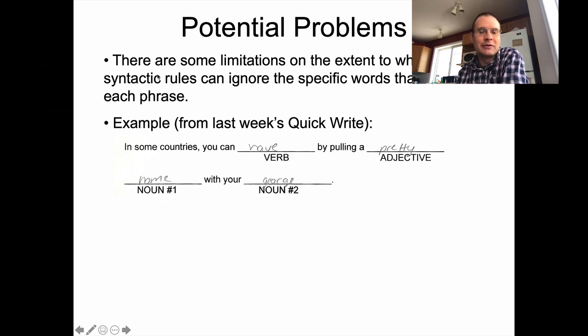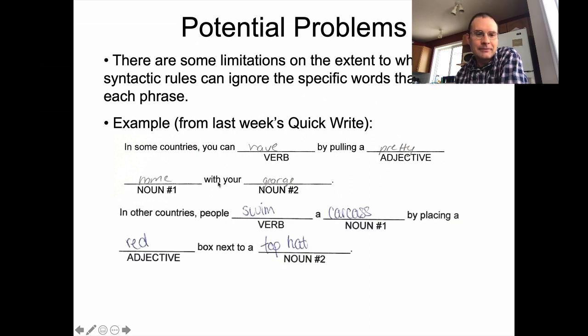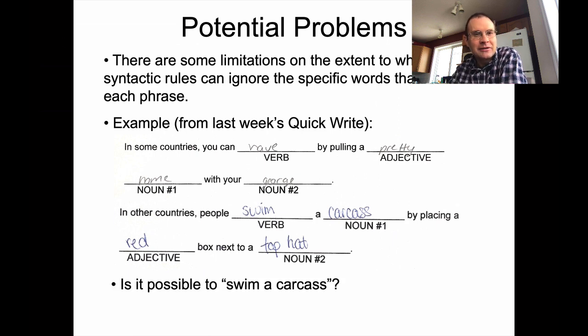This is the infinitive form of the verb. Here's another example. In other countries, people swim a carcass by placing a red box next to a top hat. So this would almost work, except can you really swim a carcass, and what exactly would that mean? Are you like swimming with pulling a carcass behind you? I don't know. Let's hope not.